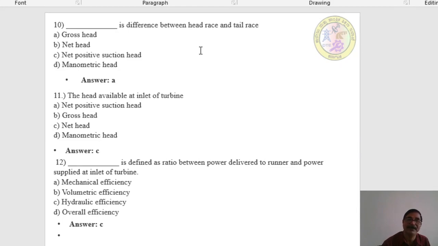Question number 11. The head available at the inlet of the turbine is net positive suction head, gross head, or net head? Gross head is the difference of levels. This is net head. It is the head available at the inlet of the turbine. Answer C is correct. Next, question number 12. Dash is defined as the ratio between power delivered to the runner and power supplied to the inlet. That is hydraulic efficiency.